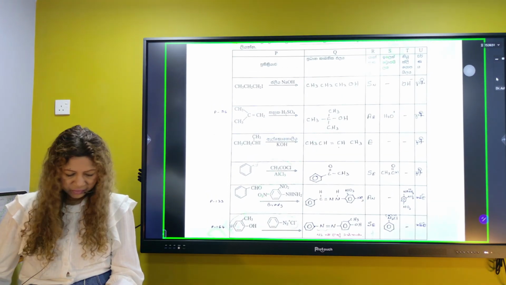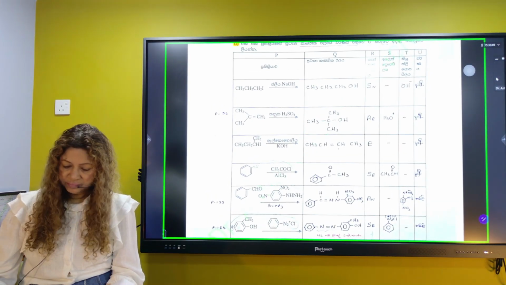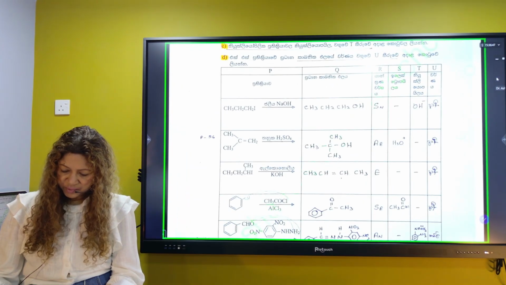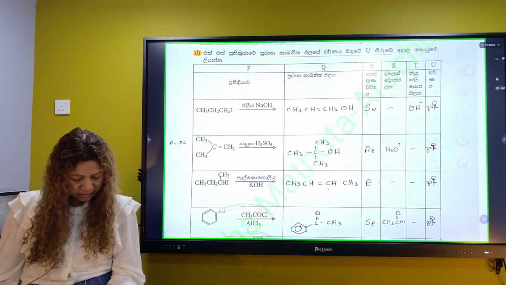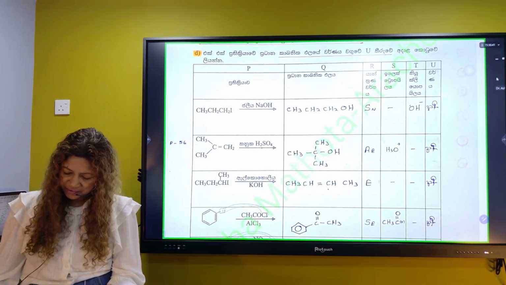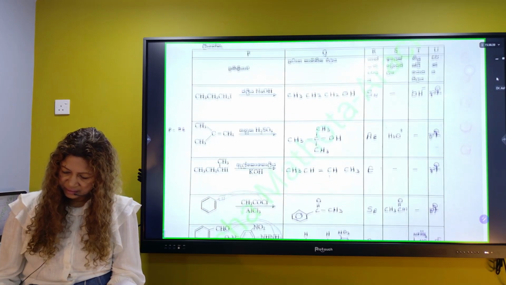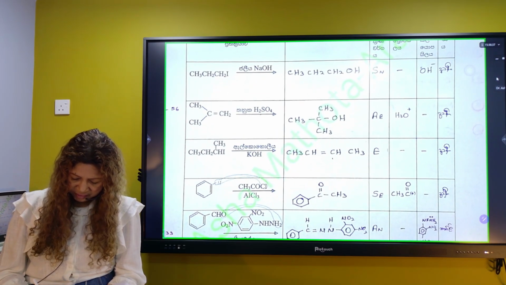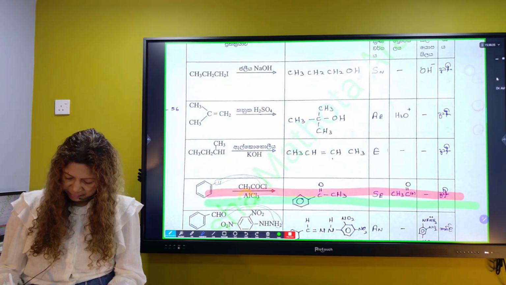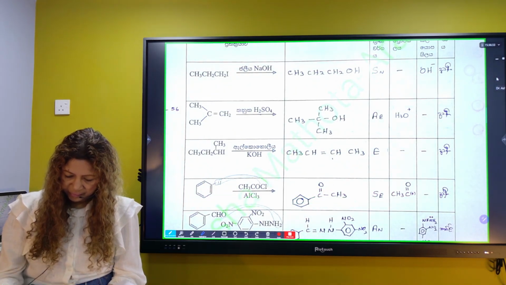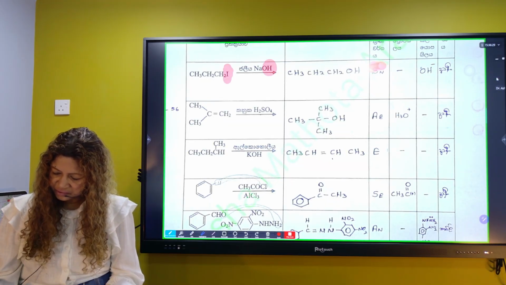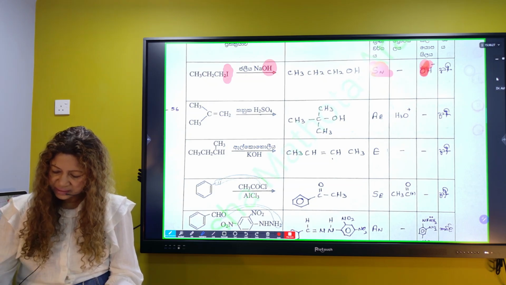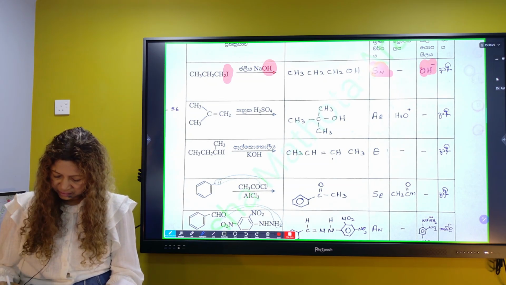You guys have your English medium questions with you. They are asking for the major organic products, mechanism, electrophile, nucleophile and color. If you go one by one, this iodine is replaced with OH, nucleophilic substitution, the nucleophile is OH minus. Color, no difference.